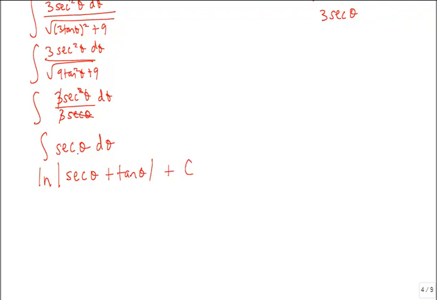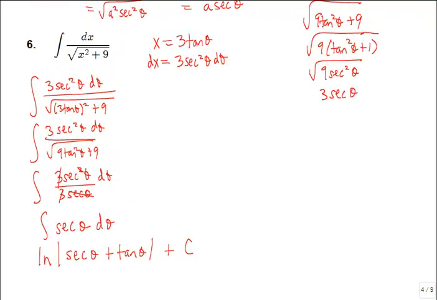So we know how to integrate that, which means we're just about done here. All that's left is to figure out what secant theta and tangent theta are in terms of x's. So that means you go back to your substitution step, solve for tangent theta by dividing by 3.